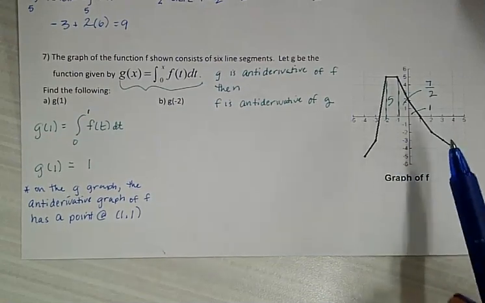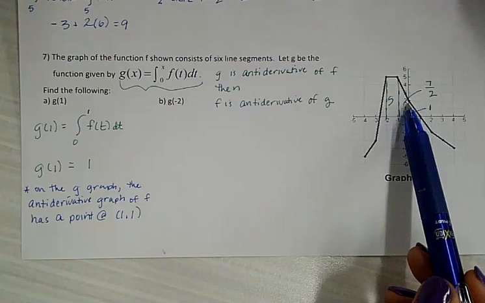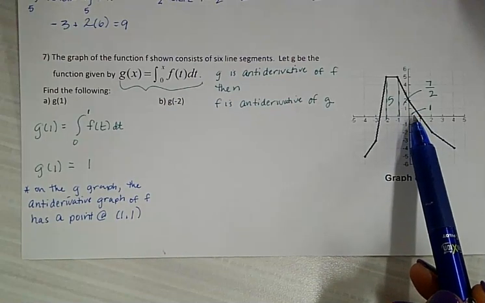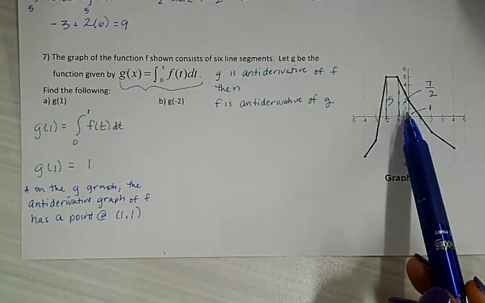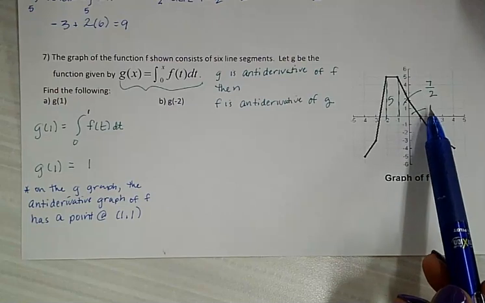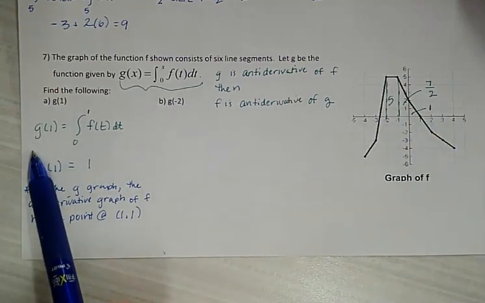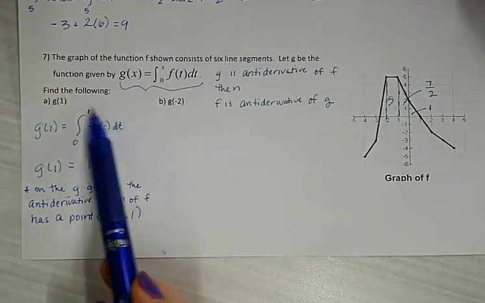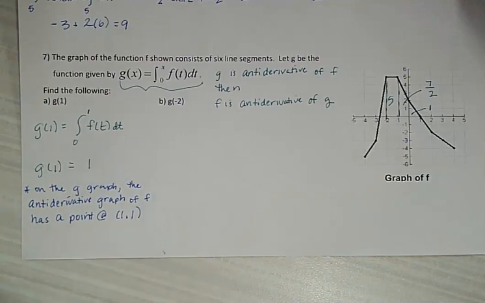and so on this graph from 0 to 1, this is this little triangle right here, and that is 1/2 base times height, because the height is 2, the distance here is 1, 2 times 1 is 2, and half of that is 1. So g of 1 equals this area under the curve of 1. So what does that mean? That means on the g graph, the antiderivative graph of f has the point at (1, 1).